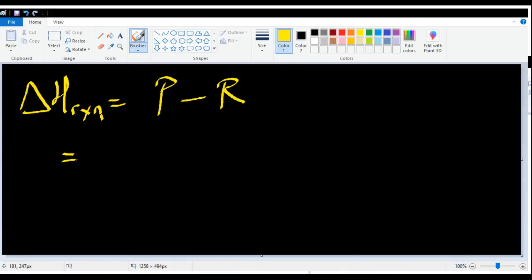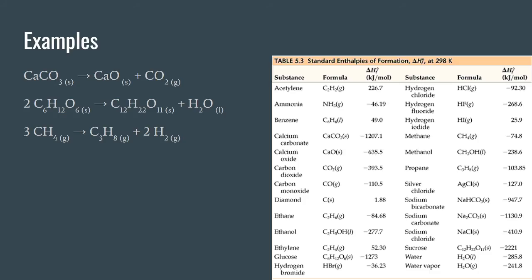So, our products, we have one sucrose molecule. Looking at that table, that is going to be negative 2221. And one water, but be careful. Okay, because this is liquid water. Okay. And over here we have both liquid and gaseous water. You want to make sure you get the right form. Okay. So liquid water is negative 285.8.